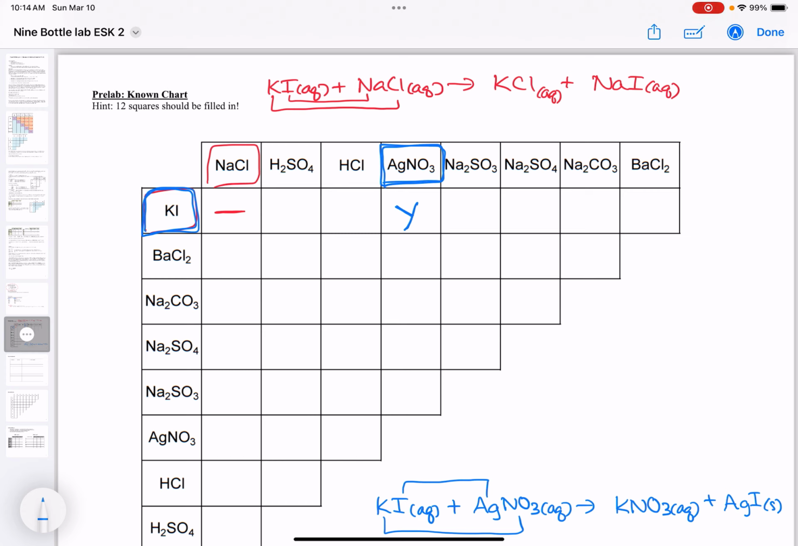So you need to go through every single combination and see which ones form no products, which ones form gases, which ones form white products, and which ones form yellow products, and put W, Y, G in there as necessary. And this is something that I'll check before I let you guys go into the lab. So before you go into the lab, you have to have this entire chart complete.